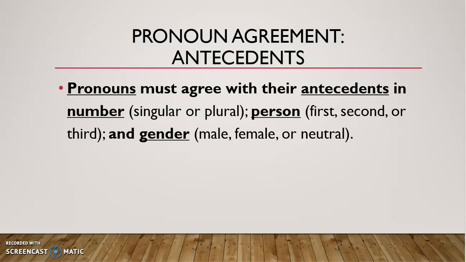Pronouns must agree with their antecedents in number, person, and gender. So these are the three ways, essentially, that pronouns agree. Number as in singular or plural, person as in first, second, or third viewpoint, and gender as in male, female, or neutral.